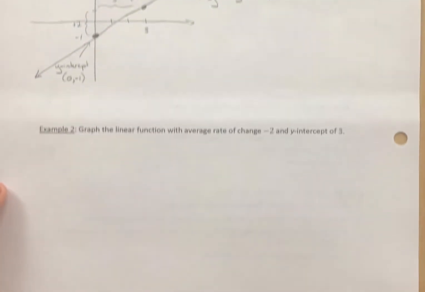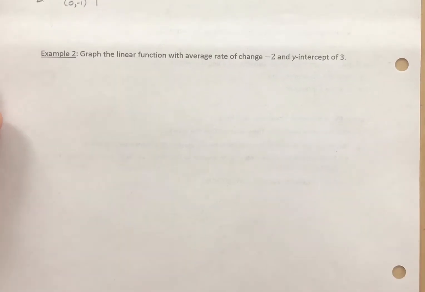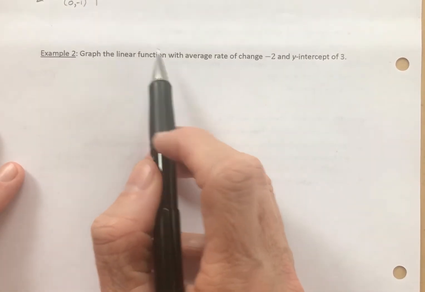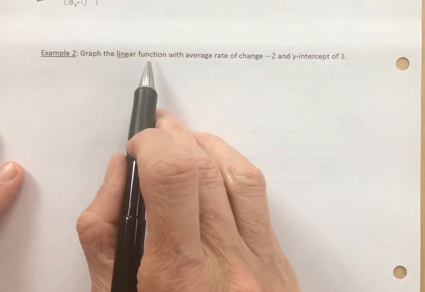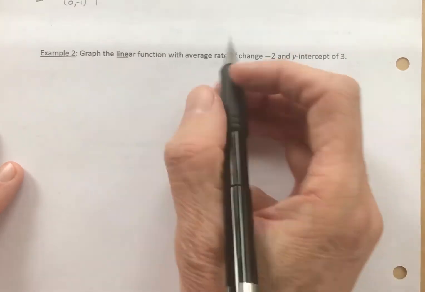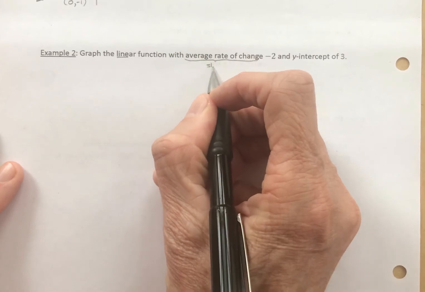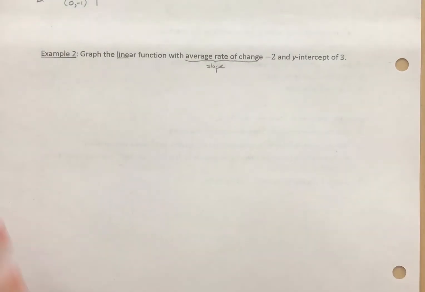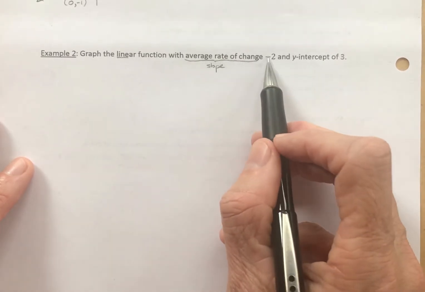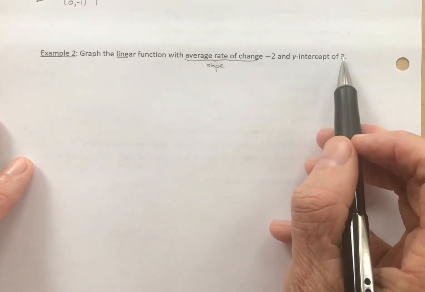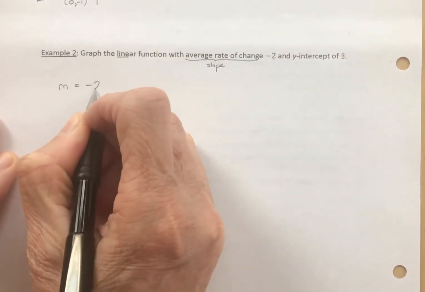Let's do a second example where we have a slope that is not immediately written as a fraction. Graph the linear function. We know the same thing: a linear function is telling us that we're graphing a line with an average rate of change. Well, we know from our definition that average rate of change is the slope. The average rate of change in example 2 here is -2, and the y-intercept is 3. So our slope is -2.